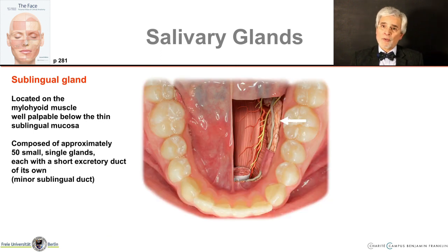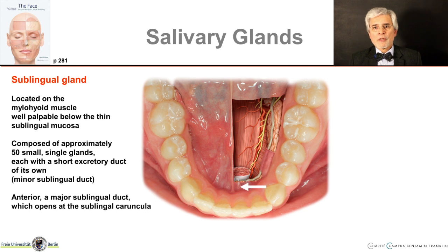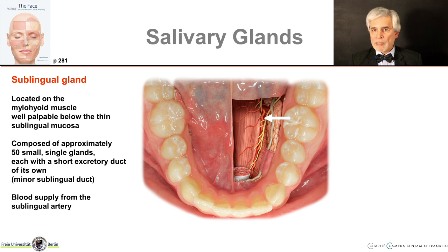It is composed of about 50 individual small glands, each with its own small excretory duct, individually called minor sublingual ducts, and further forward there is also a major sublingual duct near the caruncle, and the blood supply comes from the sublingual artery.